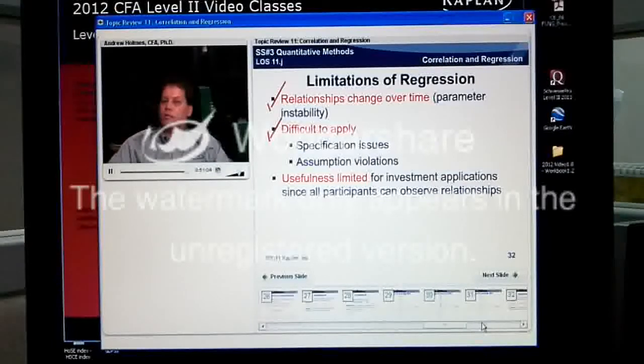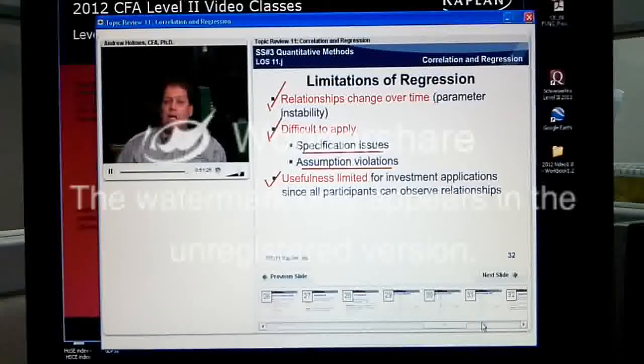And all those assumptions we talked about, if those are violated, that's going to create serious problems. We're also going to talk about that in the next reading. And finally, and maybe most profound from an economic point of view, is that the usefulness of this might be limited for investment applications because all the market participants are looking at the same data and running the same regression.